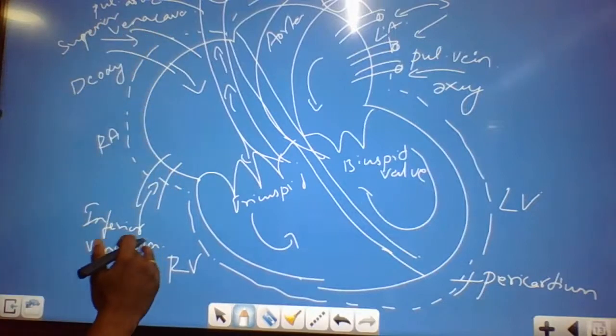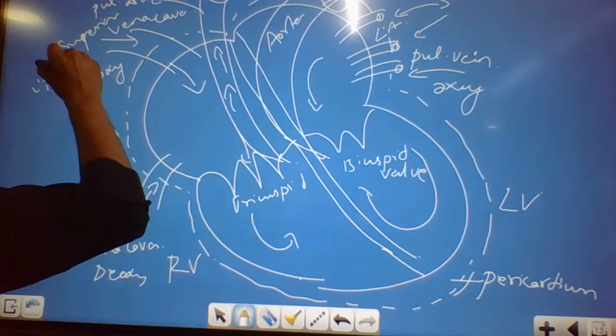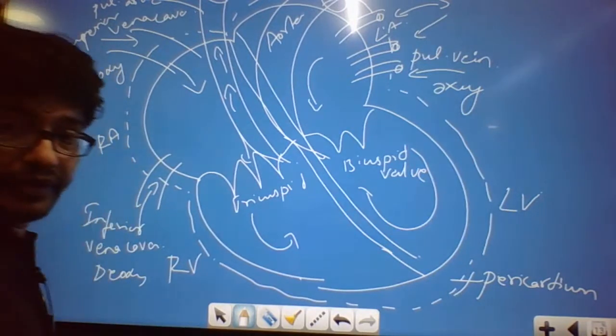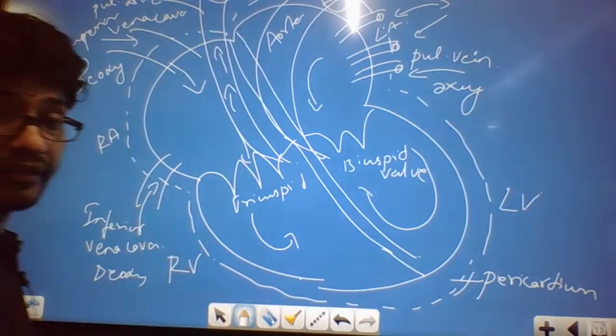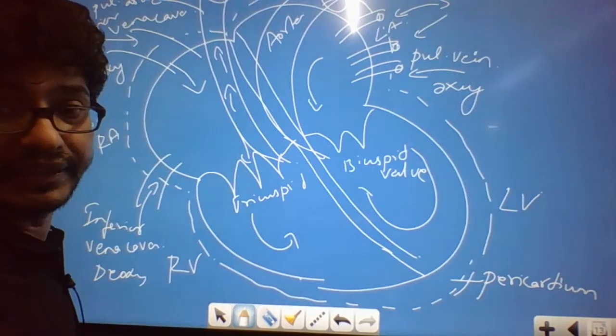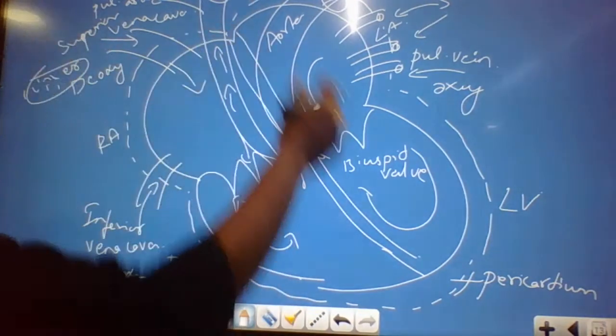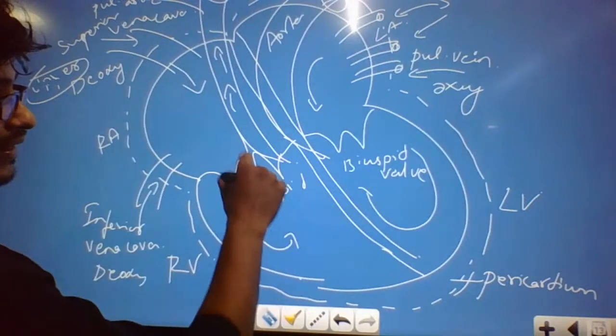The superior vena cava and the inferior vena cava. The superior vena cava is for the upper side of the body, and the inferior vena cava is from the lower limbs. They collect all the deoxygenated blood and transfer it to the heart. So this is how the blood is pumped, along with the bicuspid and tricuspid valves.